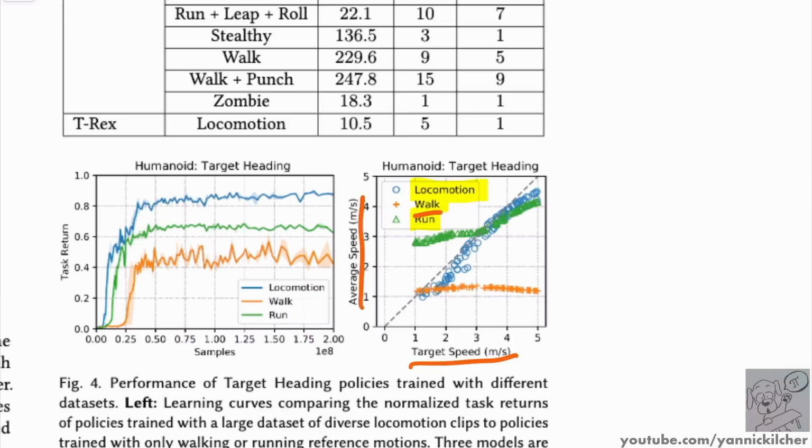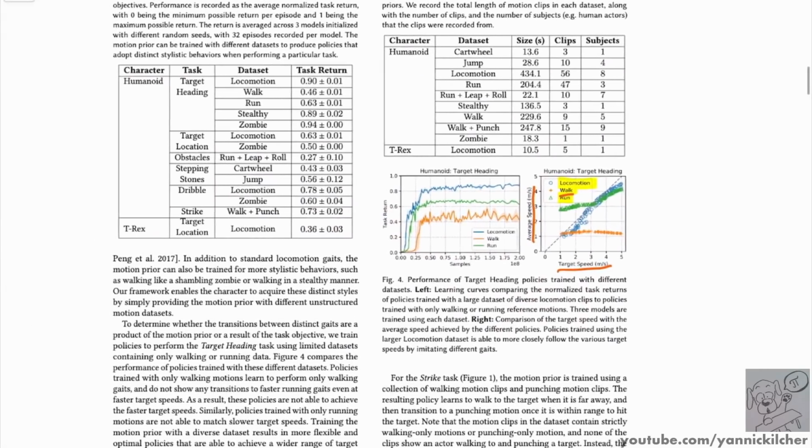And if you have the running data set, it can run faster up here, but if you want it to slow down, it can't really run slower than you require. Only when the data set contains both things can it transition between the two and actually match the running or walking. So what do we think of this?